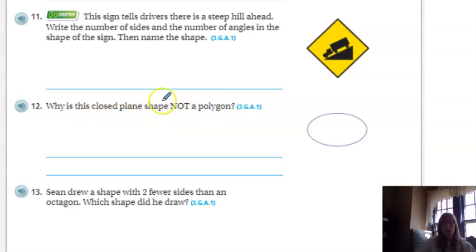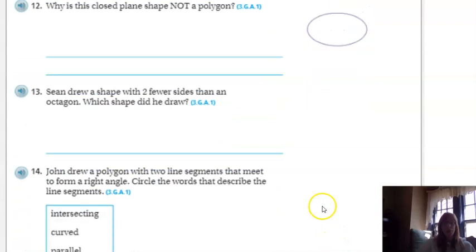Why is this closed shape not a polygon? It is closed. It is definitely a closed shape, except it cannot be a polygon because it breaks the rule. It has curves.